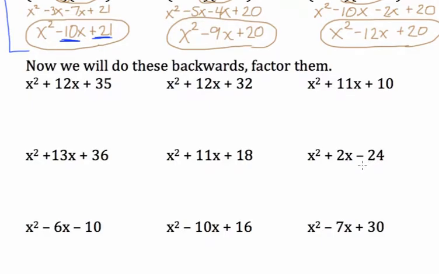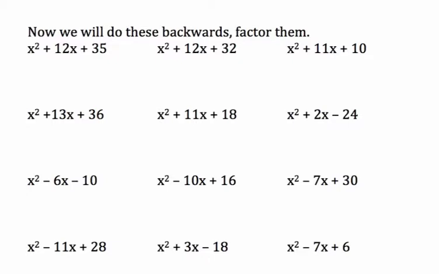Now we will do a few of these backwards. Factor them. So I'm starting with the answer, and I want to know the question. I want to know the two polynomials in parentheses that were multiplied together to get this answer. If you're working ahead, there will be two of these problems that are unfactorable.